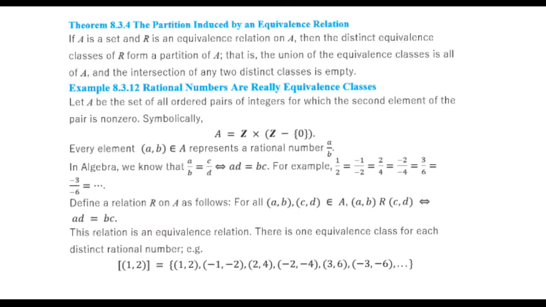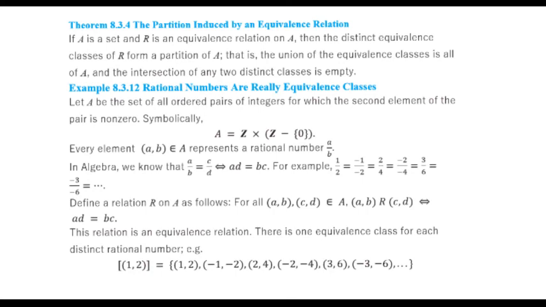Now, in algebra, we know that two rational numbers a divided by b and c divided by d are equal if and only if a times d is equal to b times c, correct? For example, 1 over 2 is equal to negative 1 over negative 2, which is equal to 2 divided by 4, which is equal to negative 2 divided by negative 4, which is equal to 3 divided by 6, which is equal to negative 3 divided by negative 6, and so on and so forth, correct?